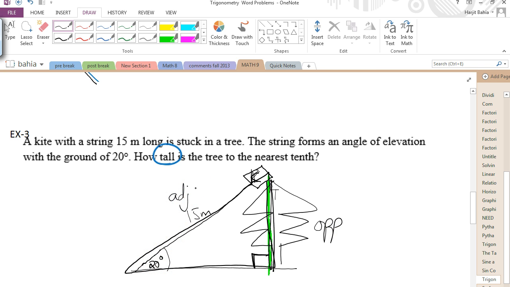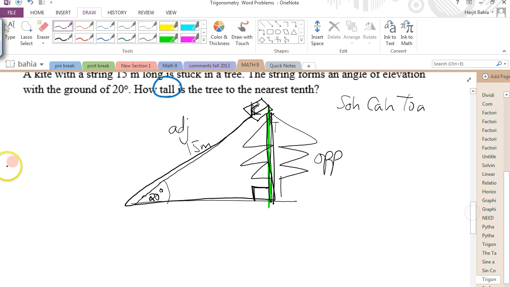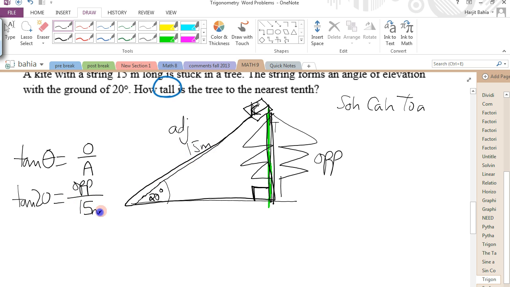Opposite, adjacent. SOH CAH TOA. Opposite adjacent, that's tan. Alright, so tan theta equals opposite over adjacent. The degree we're talking about is 20, so we're going to go tan 20. Opposite, we don't know, so op. Adjacent, 15. Don't need the meters, but we just should know that it is meters.